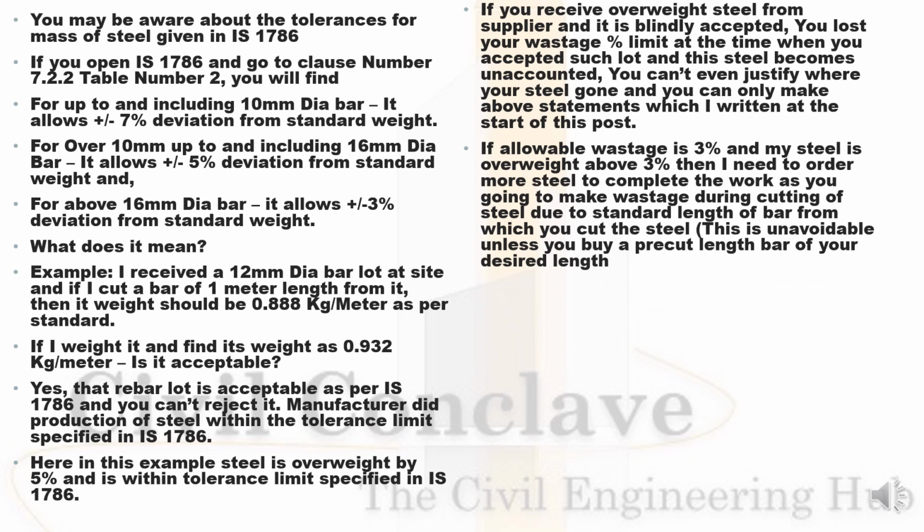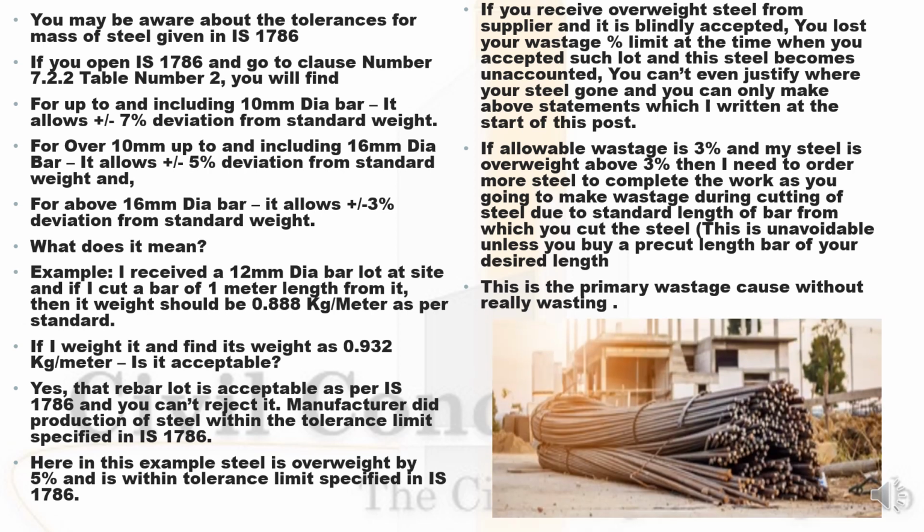If allowable wastage is 3% and my steel is overweight by 3%, then I need to order more steel to complete the work, as you are going to make wastages during cutting of steel due to the standard length of the bar from which you cut the steel. This is unavoidable unless you buy pre-cut length bars of your desired length. This is the primary waste cost without really wasting. See, these are the reinforcement bundles which we receive at the site.